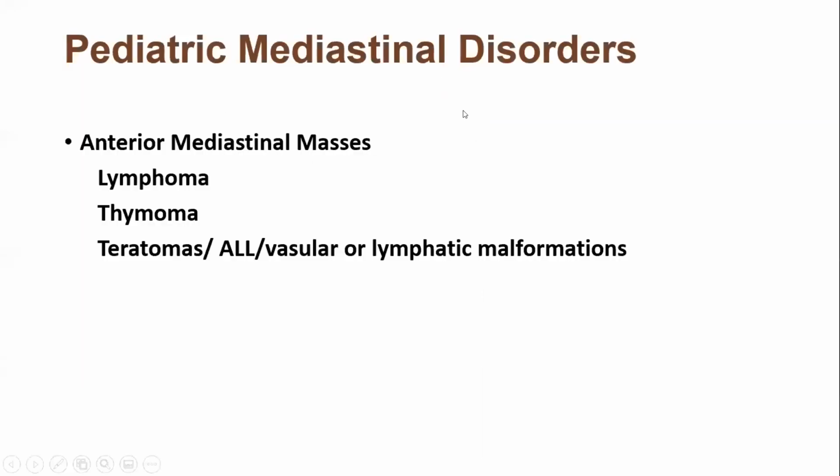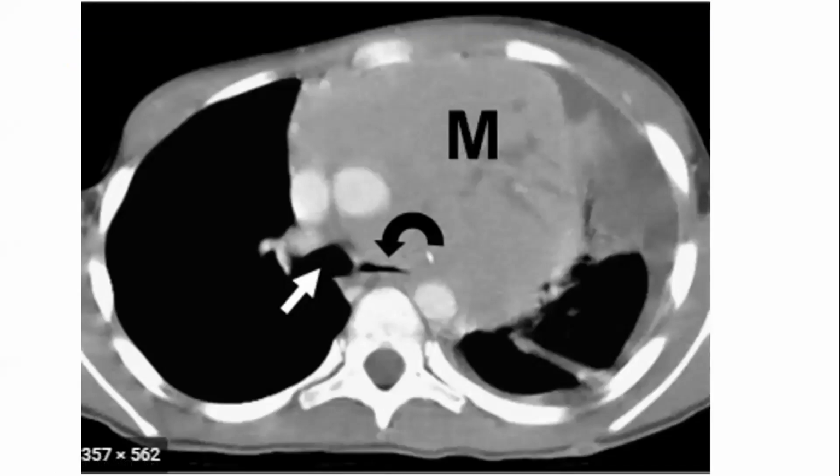Just a little bit about mediastinal masses. The differential diagnosis for anterior mediastinal mass, both in children and adults, is lymphoma, thymoma, teratoma, and sometimes you can get acute lymphoblastic leukemia also coming as masses, and not so commonly vascular and lymphatic malformations. You need to know a little bit about lymphomas in the anterior mediastinum. Usually, child will present with stridor, wheezing, difficulty in breathing, and changes of SVC obstruction.